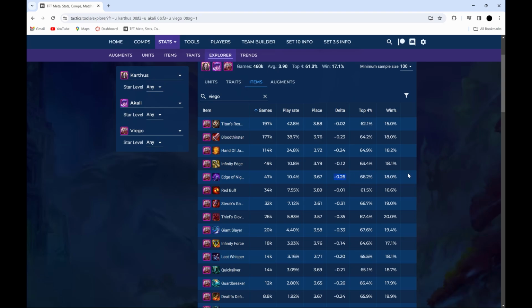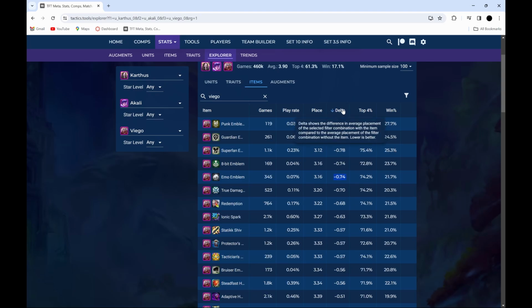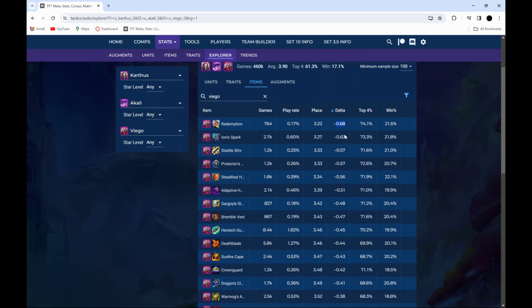Another confusing thing here is you might ask, if you want the best items, why don't we just sort the items by delta? But if you do this, you'll see we get a bunch of items that don't make any sense on Viego, such as Redemption, Ionic Spark, Shiv, and Protector's Vow.